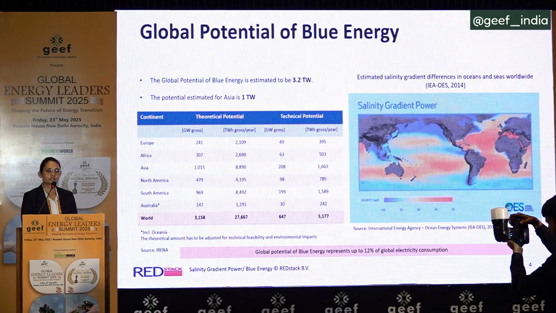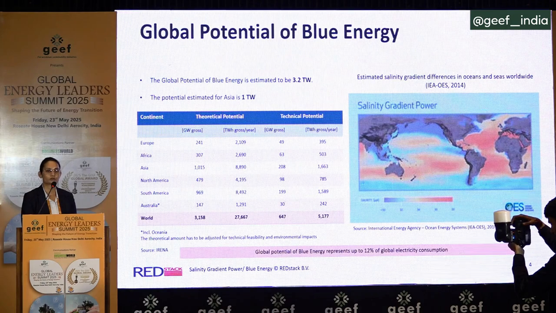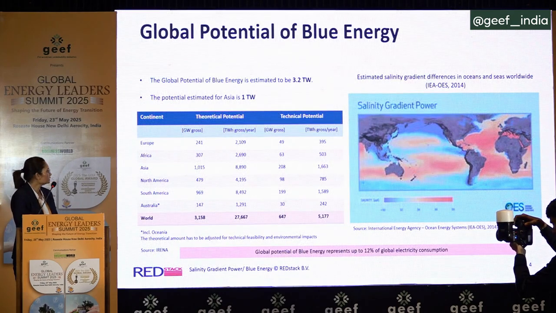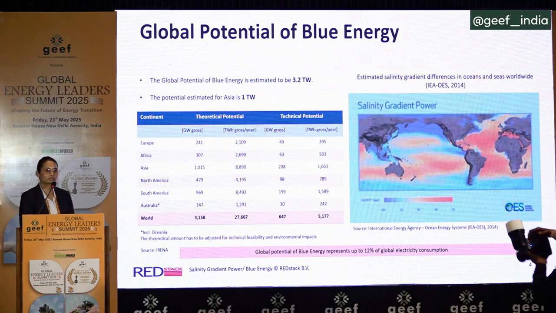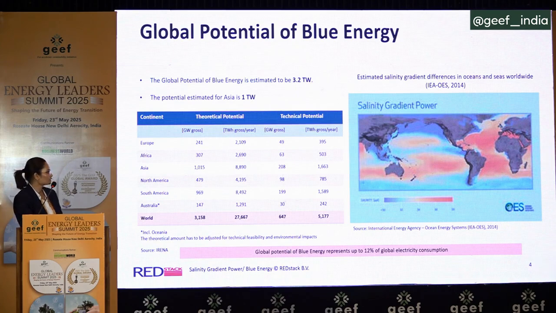The global potential estimated for this energy, which is also known as salinity gradient power or osmotic energy, is roughly about 1 terawatt. And in Asia alone, the potential is roughly about 647 gigawatt. So that's a humongous potential. If you see the picture on the right-hand side, the areas in orange are the preferred areas for installing blue energy or osmotic energy projects.